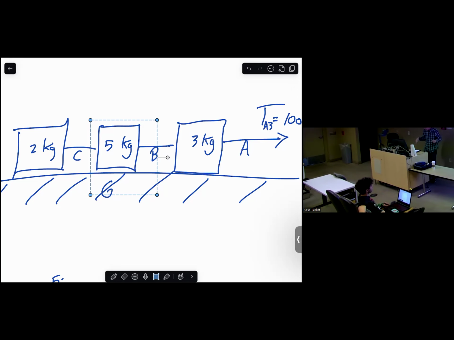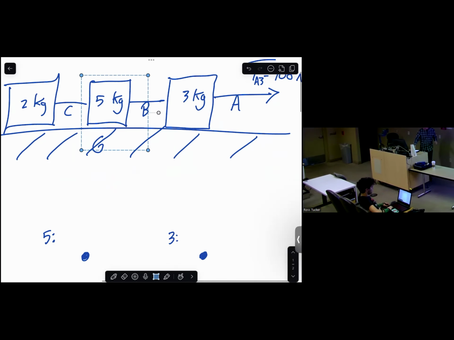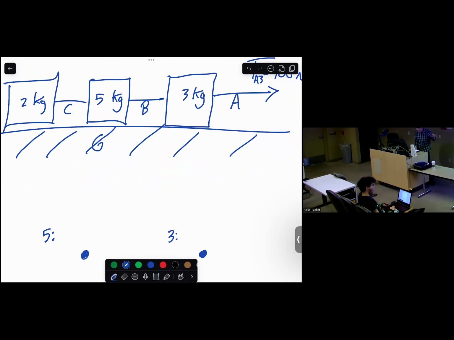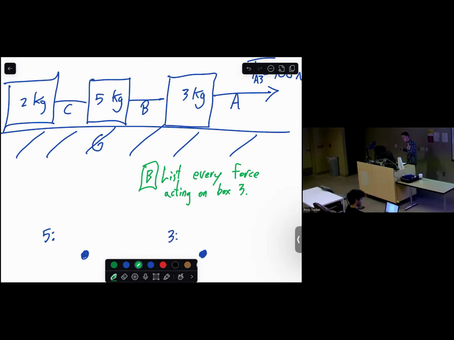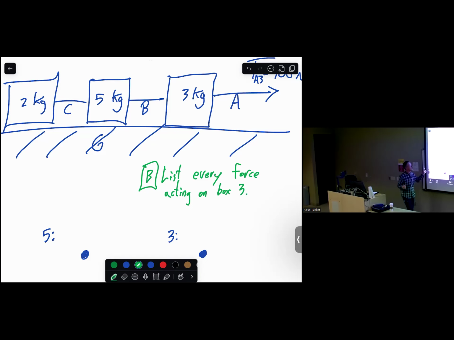Okay? Sure. Okay, the next one, let's see if this works any better. And I'm going to remember at least this time. Google question B, list every force acting on box 3. How do we list forces? Triplets, 3 letters. Every force triplet acting on this box. That's the 3 kilo box. That's box 3. Are you going to tell me single letters?